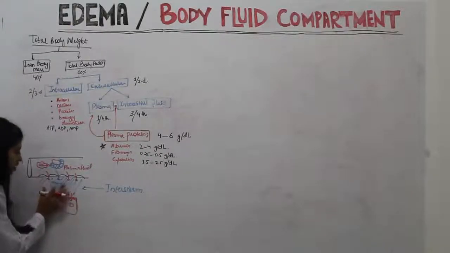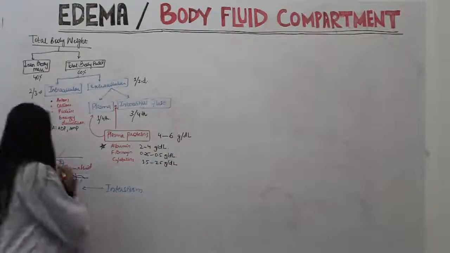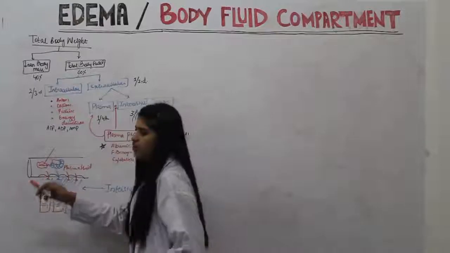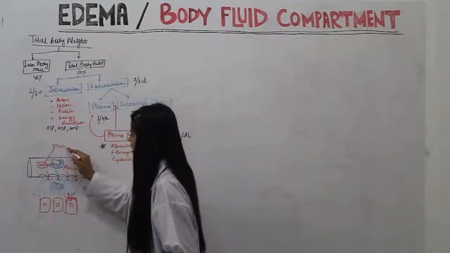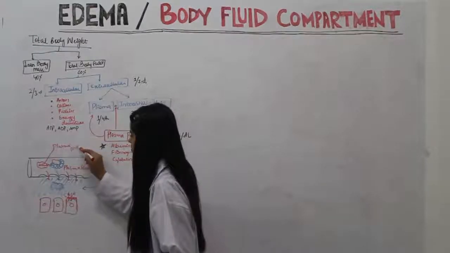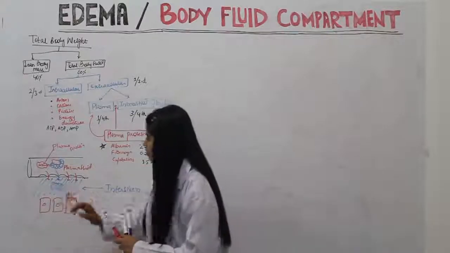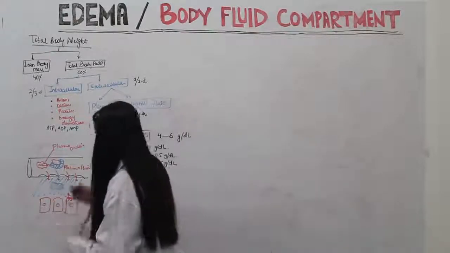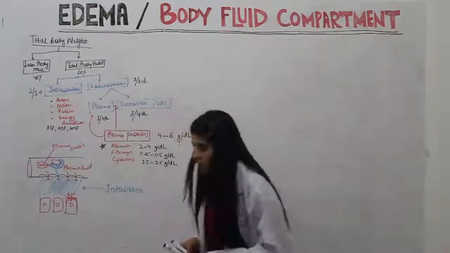So this fluid is the same thing, but what is the difference? The interstitial fluid does not have the plasma proteins. The protein, albumin or globulin or anything, is a plasma protein which is present inside the vessel. When the fluid goes out, it becomes a part of the interstitium. Now we cannot call it the plasma fluid, we call it the interstitial fluid.